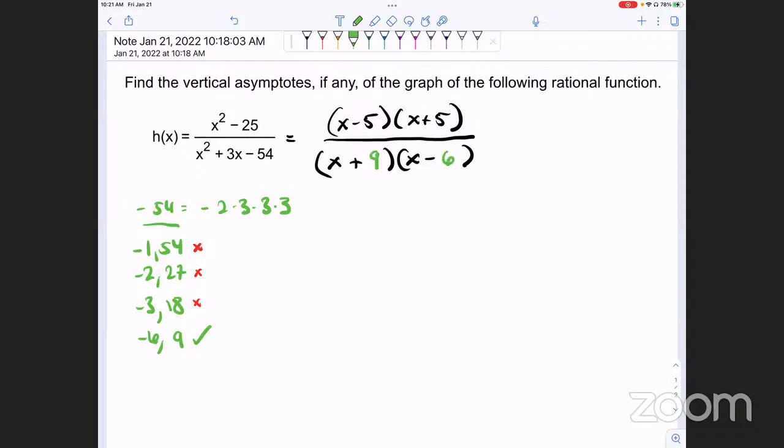So now in this form, now that we have it in completely factored form, we can clearly see all the components that we need. Now we can see that the vertical asymptotes are going to occur when x is equal to what?